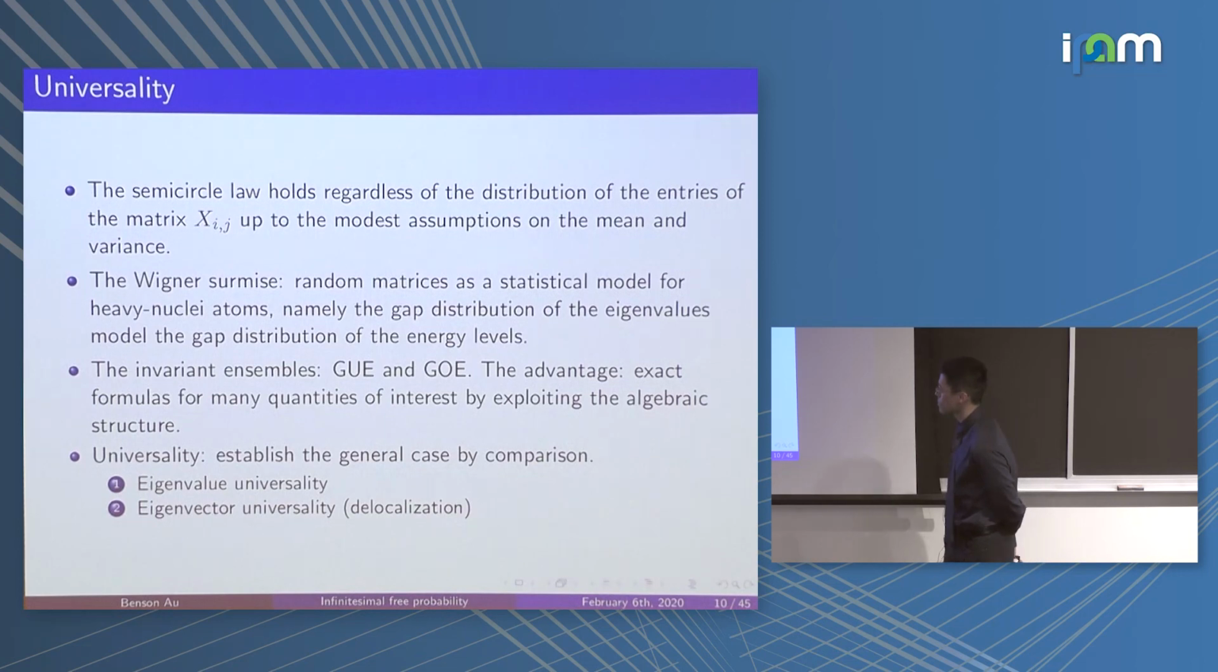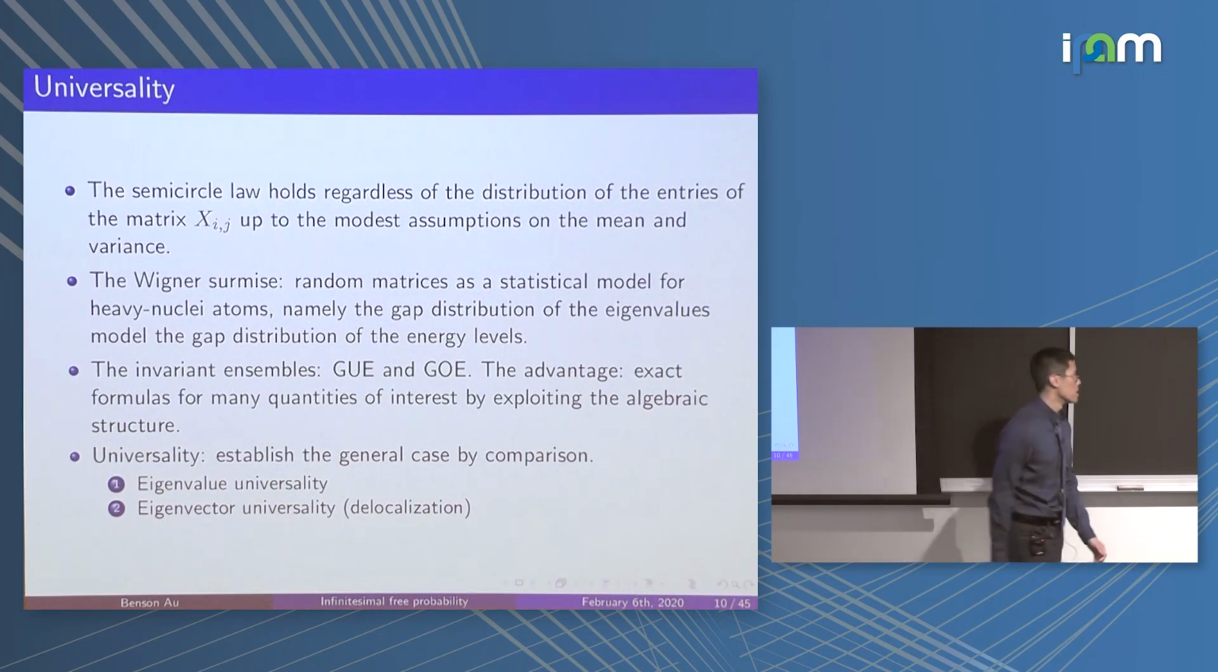So what they prove is what's known as eigenvalue universality. The spacing doesn't depend on the distribution of the entries. And they also prove something known as eigenvector universality. In particular, the eigenvectors are delocalized. So what does delocalization mean?